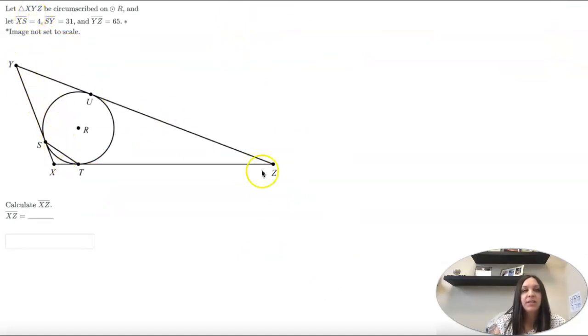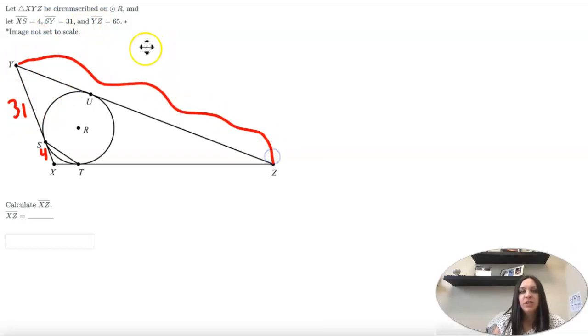All right, let triangle XYZ be circumscribed on circle R. So that means it's outside the circle. Let X to S be 4, S to Y be 31, and Y to Z be 65. Calculate X to Z. So this whole thing.